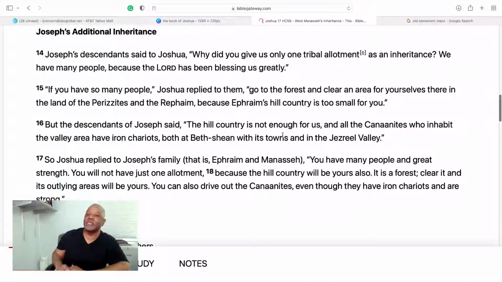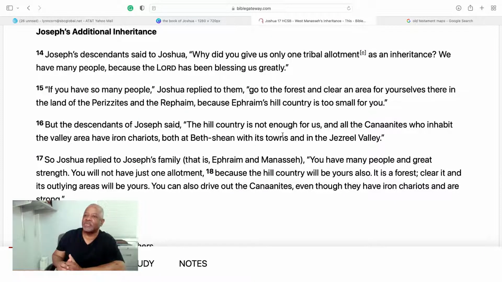Verse 14. Joseph's descendants said to Joshua, "Why did you give us only one tribal allotment as an inheritance? We have many people because the Lord has been blessing us greatly." "If you have many people," Joshua replied, "go to the forest and clear out an area for yourself there in the land of the Perizzites and the Rephaites, because Ephraim's hill country is too small for you."